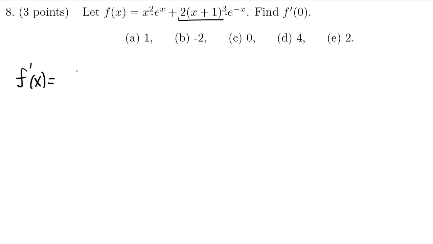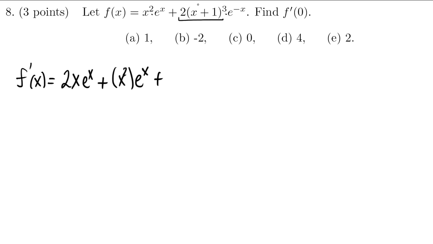The derivative of x squared is 2x, and then I leave e to the x alone. This time I leave x squared alone, and I multiply by the derivative of e to the x, which is e to the x. Now I put a plus sign, and now I'm going to work on this derivative. It's a product rule again.